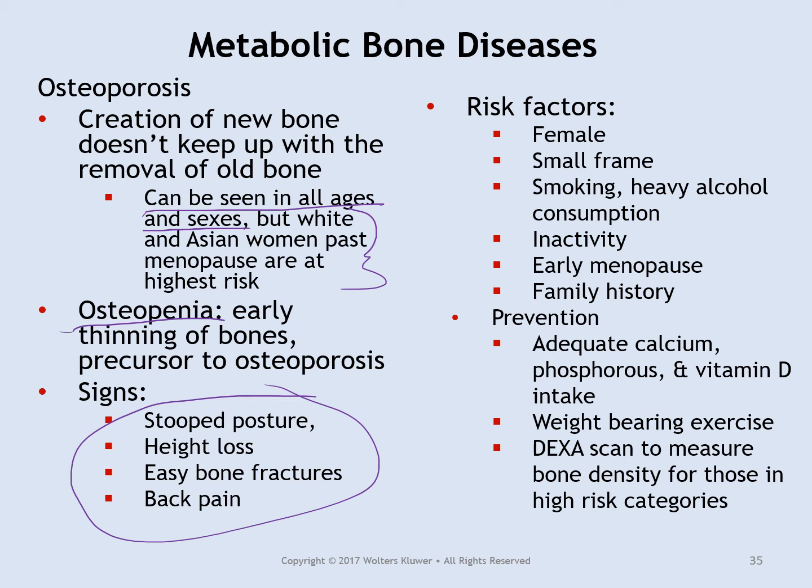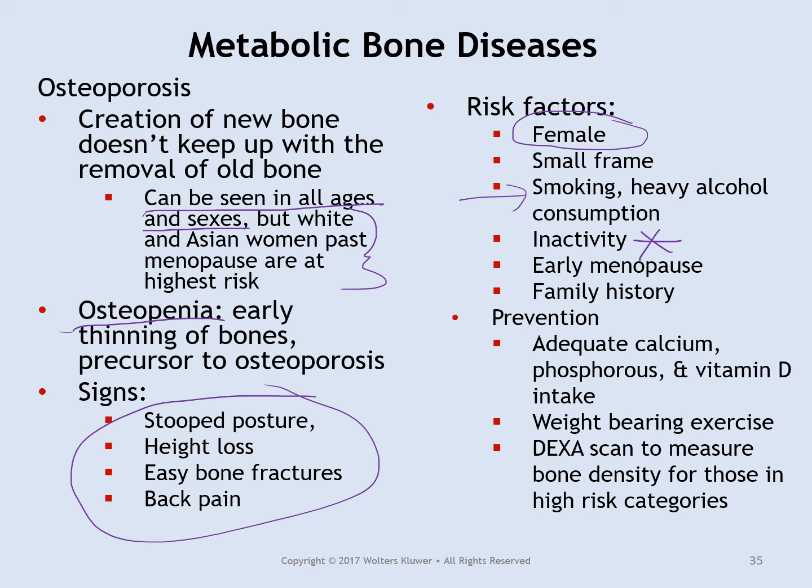What puts you at risk for having osteoporosis? Like I said, being female, because of that contribution of estrogen to the protection of the bones. If you have a small frame, smoking, heavy alcohol consumption, those don't help anything. Inactivity is maybe the biggest one that you can prevent when it comes to osteoporosis. And then if you go through menopause early, if you have family history, osteoporosis does tend to have a genetic link to it.